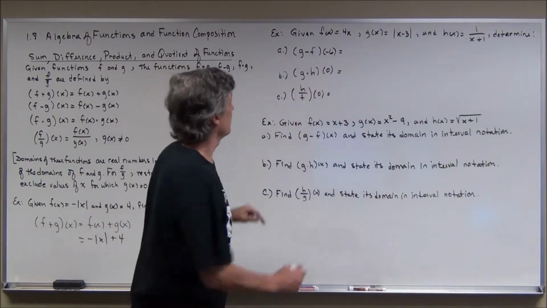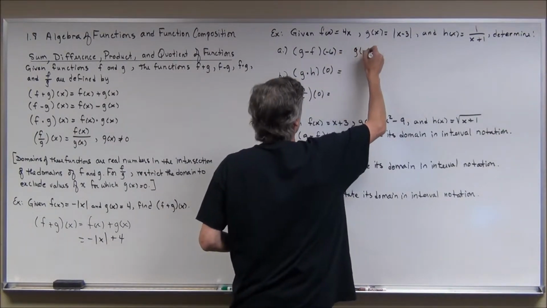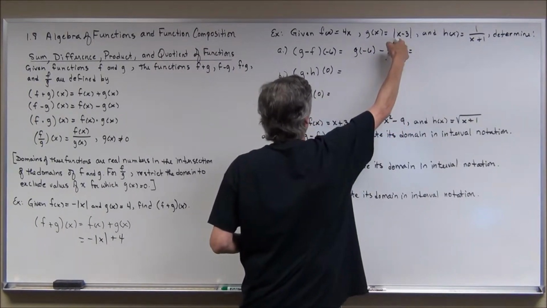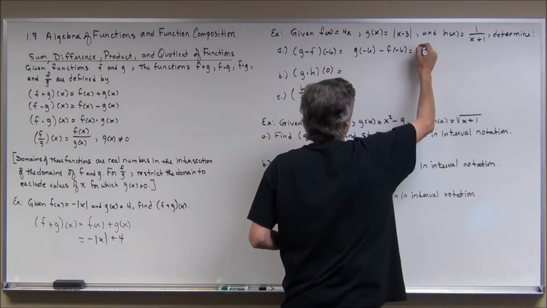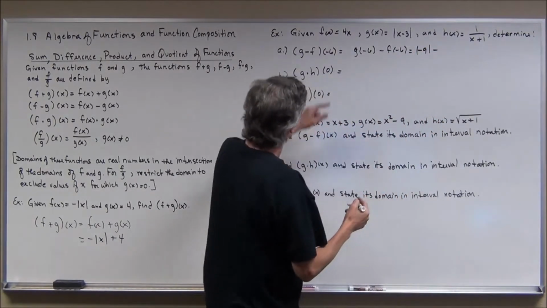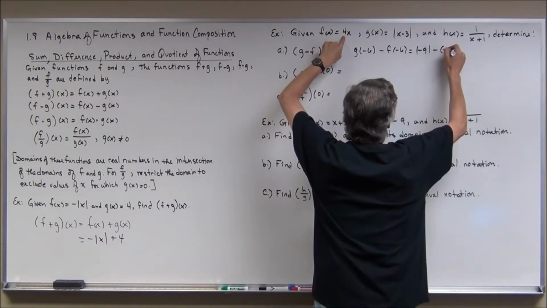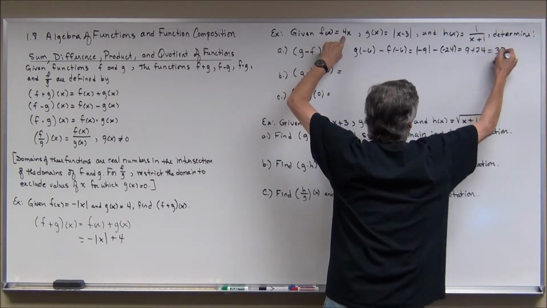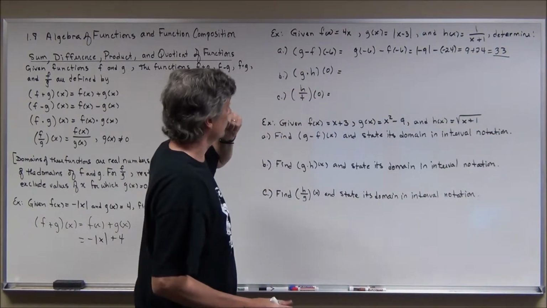(g minus f)(negative 6) means g(negative 6) minus f(negative 6). So we plug negative 6 into the rule here, and we have the absolute value of negative 6 minus 3. That would be the absolute value of negative 9, minus f(negative 6). I would go back to here. f(negative 6) would be 4 times negative 6, which would be negative 24. So this becomes 9 plus 24, or 33. So we evaluate each of the functions at that value, and then we subtract them.